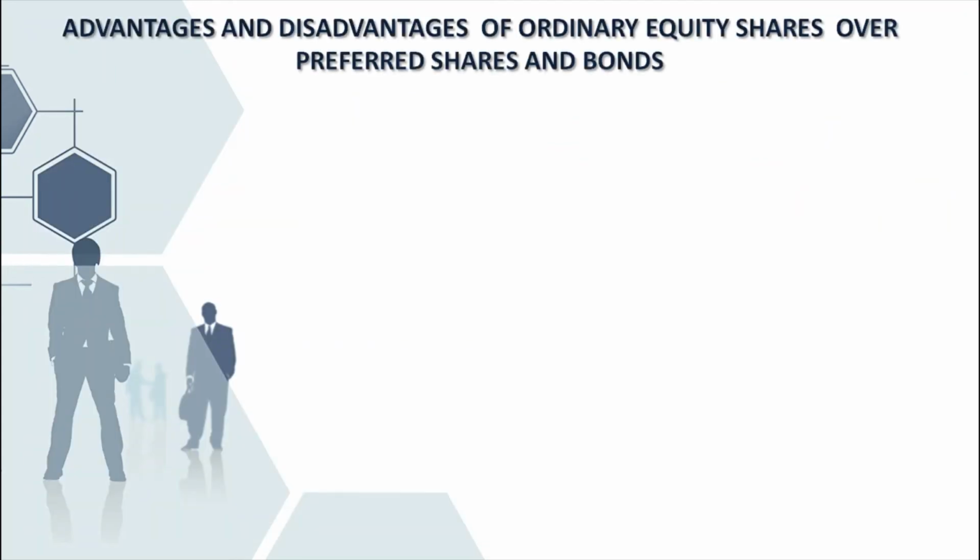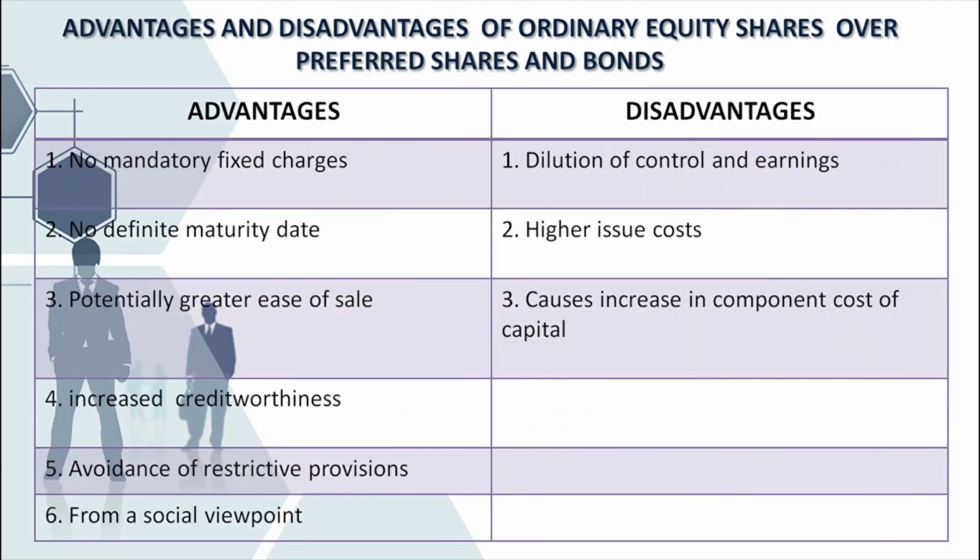So let us proceed to the advantages and disadvantages of ordinary equity shares over the preferred shares and bonds. First is no mandatory fixed charges. Ordinary equity shares do not involve mandatory obligation to pay dividends. Thus, ordinary equity share is less risky to the firm than fixed income securities.